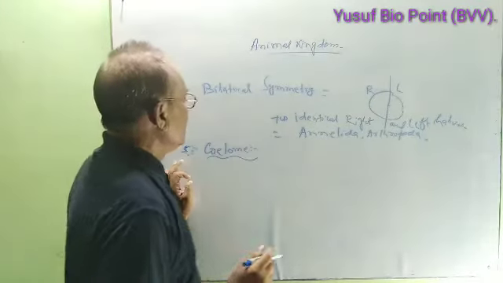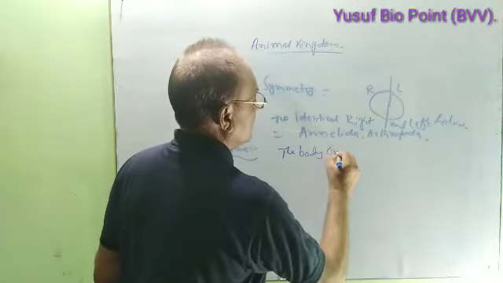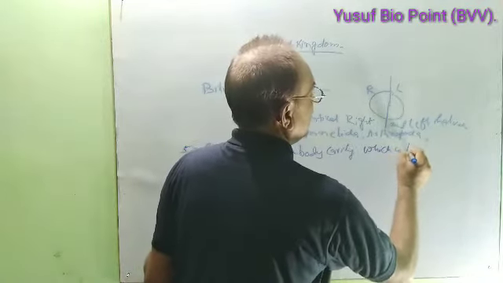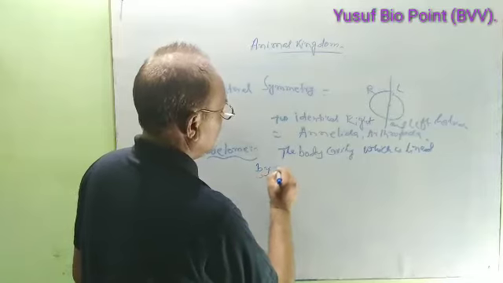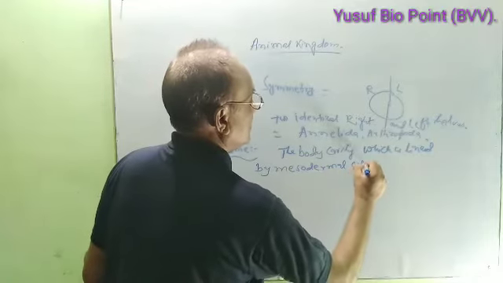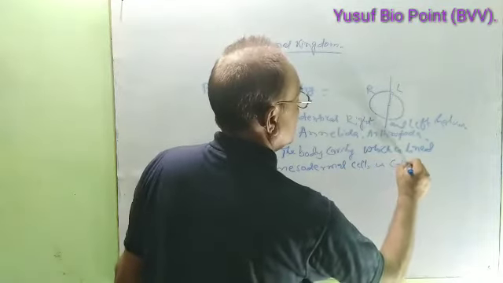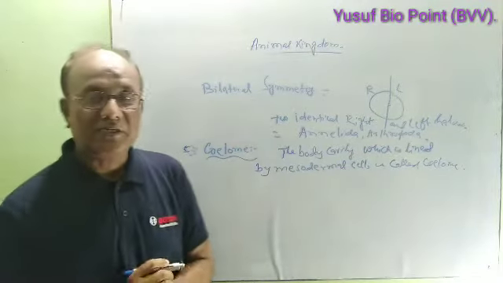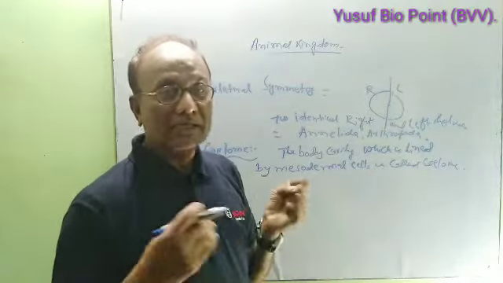And the next point is coelom. The body cavity which is lined by mesodermal cells is called coelom.